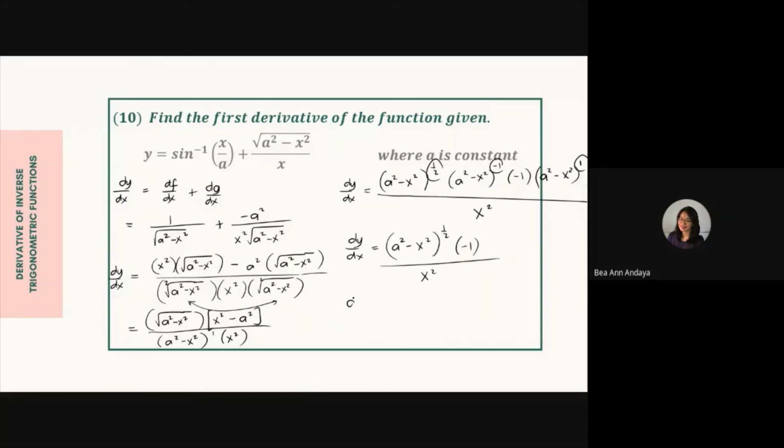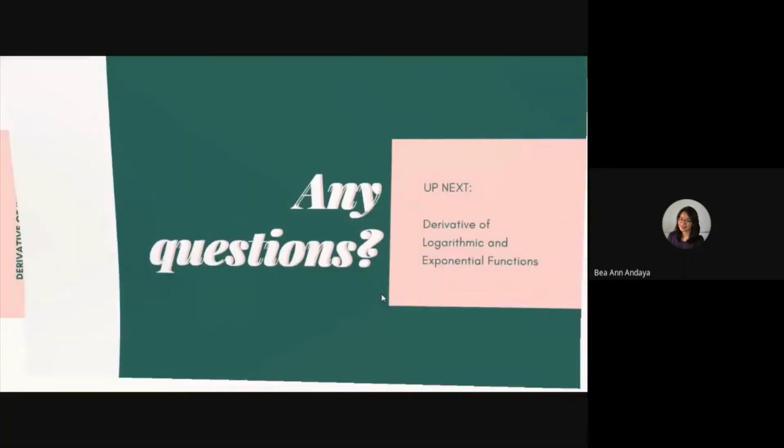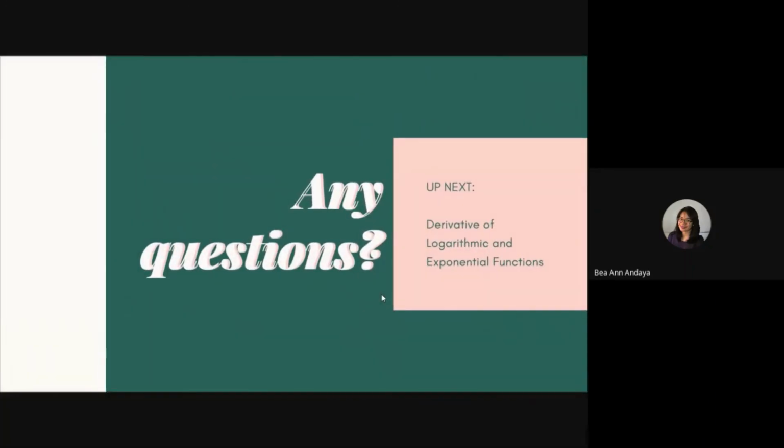So, to finalize this, we have dy all over dx equal to the negative of square root of a squared minus x squared and divided by x squared. And that's it. That's the final answer, and that's already the simplest form for the derivative of y with respect to x. So that's the end of my discussion regarding the derivative of inverse trigonometric functions. And if you have any questions, you may always send them via email, and take note of the next topic, which is the derivative of logarithmic and even the exponential functions.